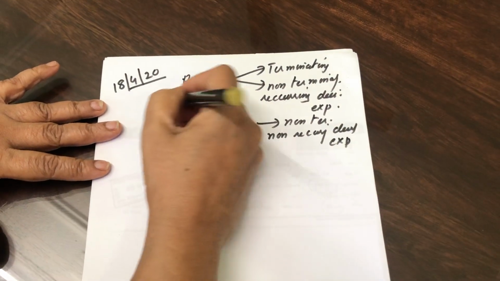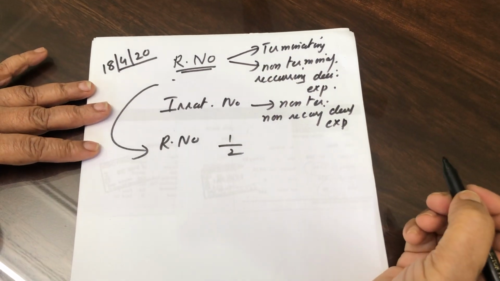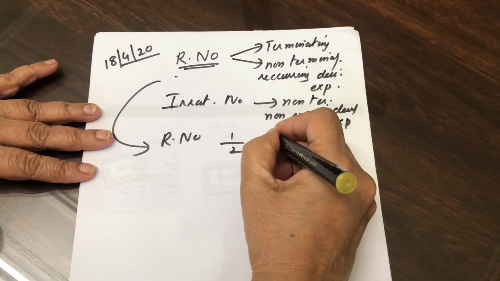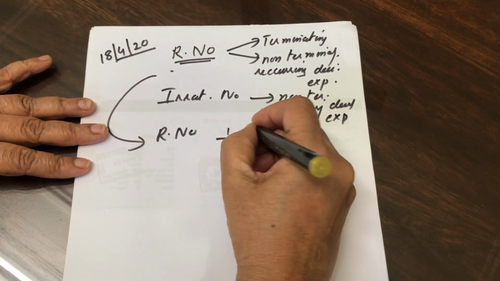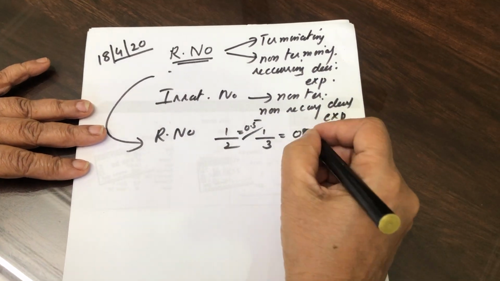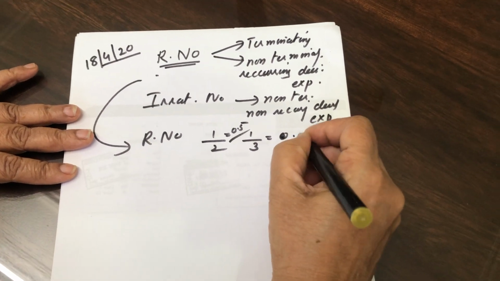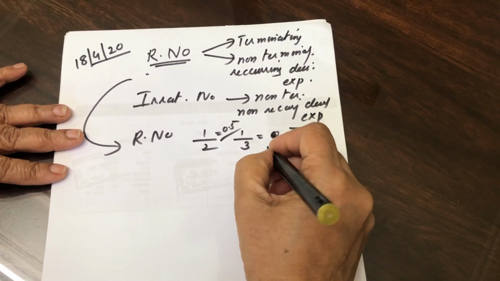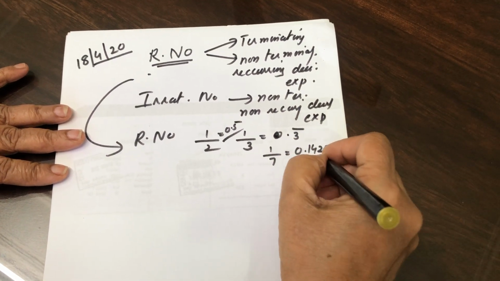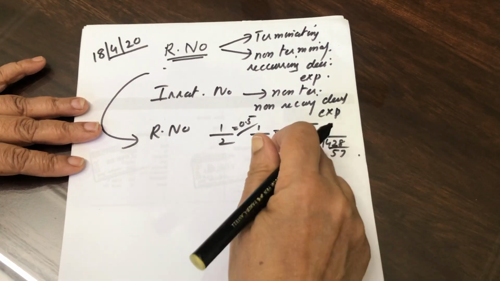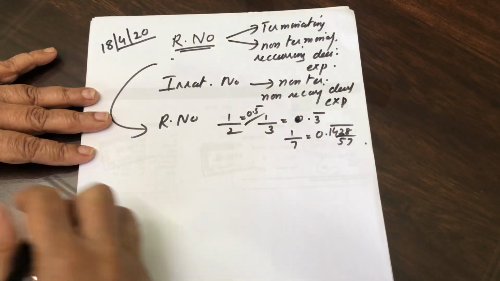Examples for rational numbers: 1 by 2 is 0.5, which is terminating, and 1 by 3 is 0.3 bar, which is non-terminating. Another, 1 by 7, I have also shown you, is 0.142857 bar. So all of these are non-terminating repeating, and this one is terminating. So all these are rational numbers.